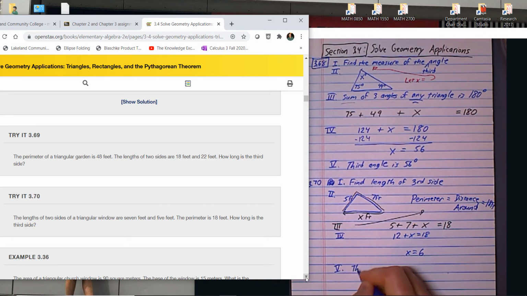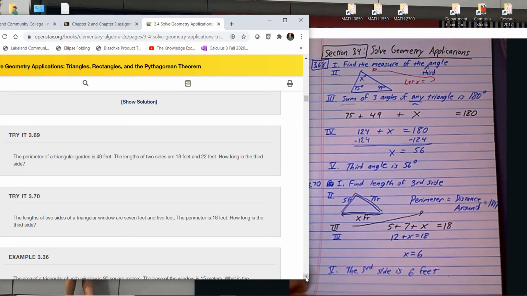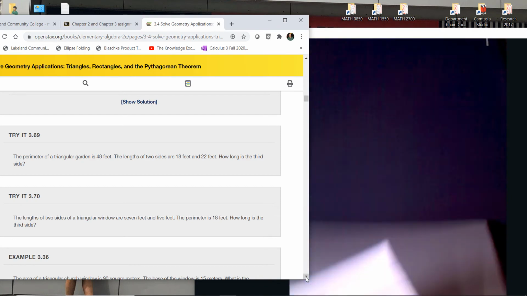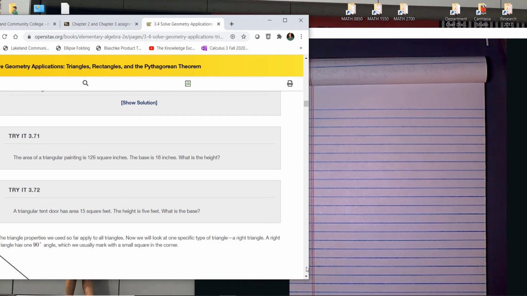But we can say the third side is 6 feet. And you know, it's funny because when I look at my picture, it looks like the third side's the longest side, but that wasn't the case. Pictures can be misleading. I mean, I didn't know what this triangular window looked like. I just drew a triangle. So we'll do a couple more, and then I think you should be good after that.